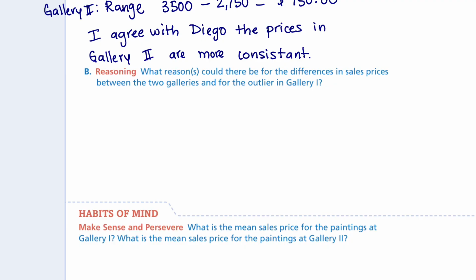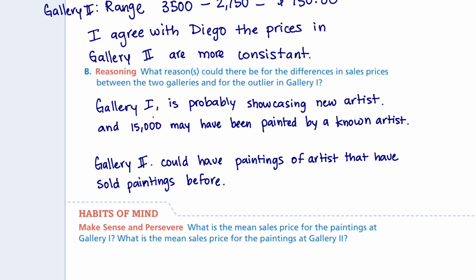B. Reasoning. What reasons could there be for the differences in sale prices between the 2 galleries and for the outlier in Gallery 1? Well, I'm thinking that Gallery 1 is probably showcasing new artists. And Gallery 2 could have paintings of artists that have sold paintings before. That's why the prices are a little bit more consistent.